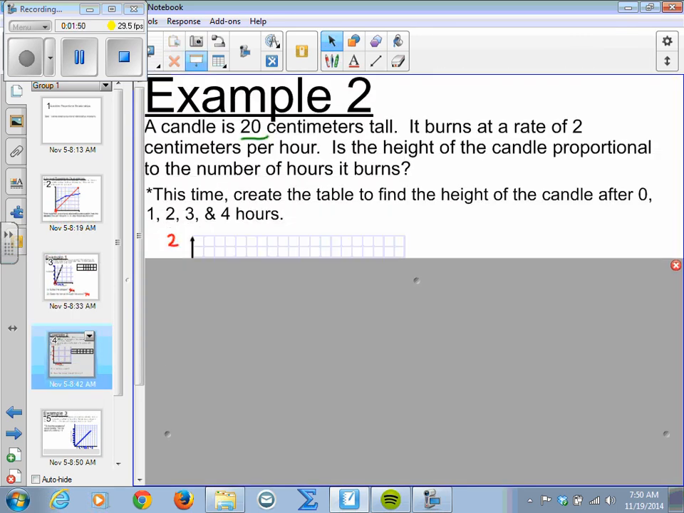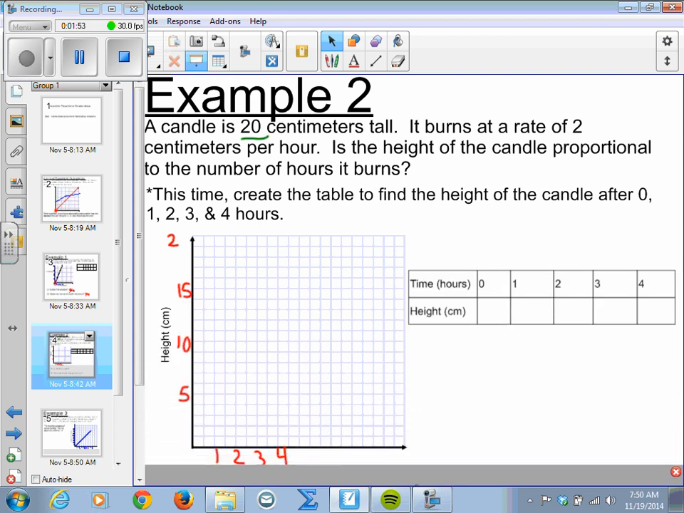Now we look here. Different kind of problem. A candle is 20 centimeters tall. It burns at a rate of 2 centimeters per hour. Is the height of the candle proportional to the number of hours it burns? So we go ahead and we have to make the table first. Now when the candle starts, it's 20 centimeters. So before any time has gone by, it's that tall. Then it burns at a rate of 2 centimeters per hour. So we're losing 2 centimeters per hour. So down to 18, then 16, then 14, then 12.